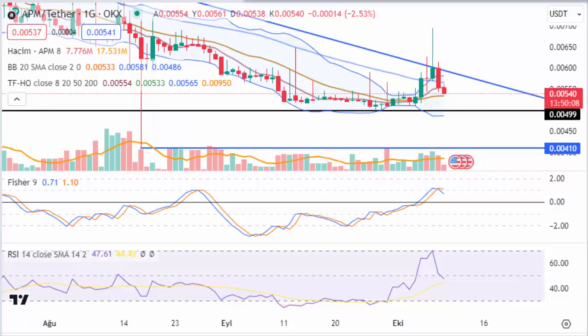We can see that there has been a downtrend. However, the price has temporarily risen above this downtrend but quickly dropped back below it. This failure to sustain above the trendline is viewed as a negative scenario.